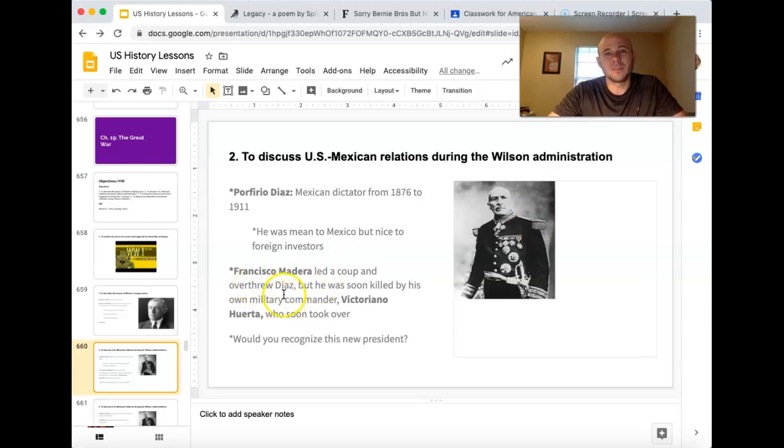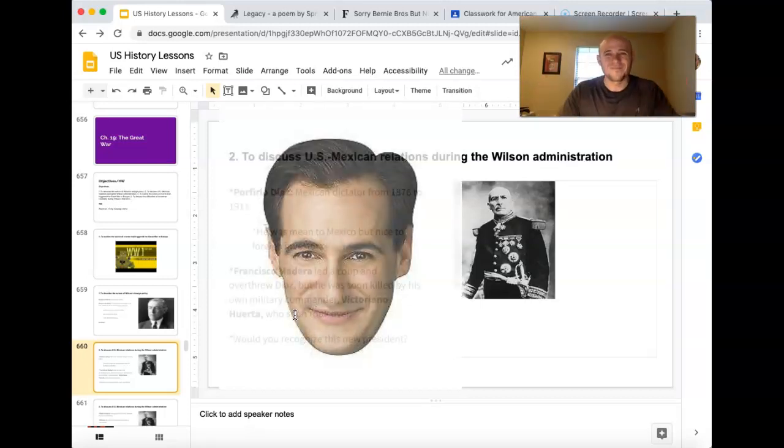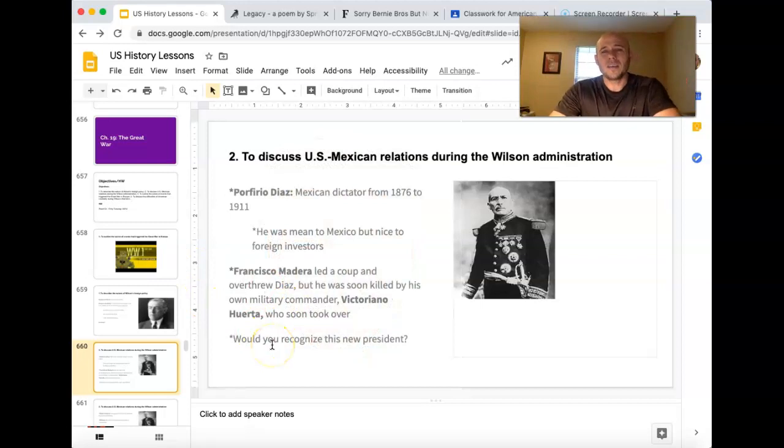But soon after, Madero was killed by Victoriano Huerta, who soon took over Mexico. So Madero takes over, but then his military commander stages a coup, and then the military commander, Victoriano Huerta, becomes the president of Mexico. And I think that Madero should have thought that Huerta's gonna hurt you. Sorry, couldn't resist.